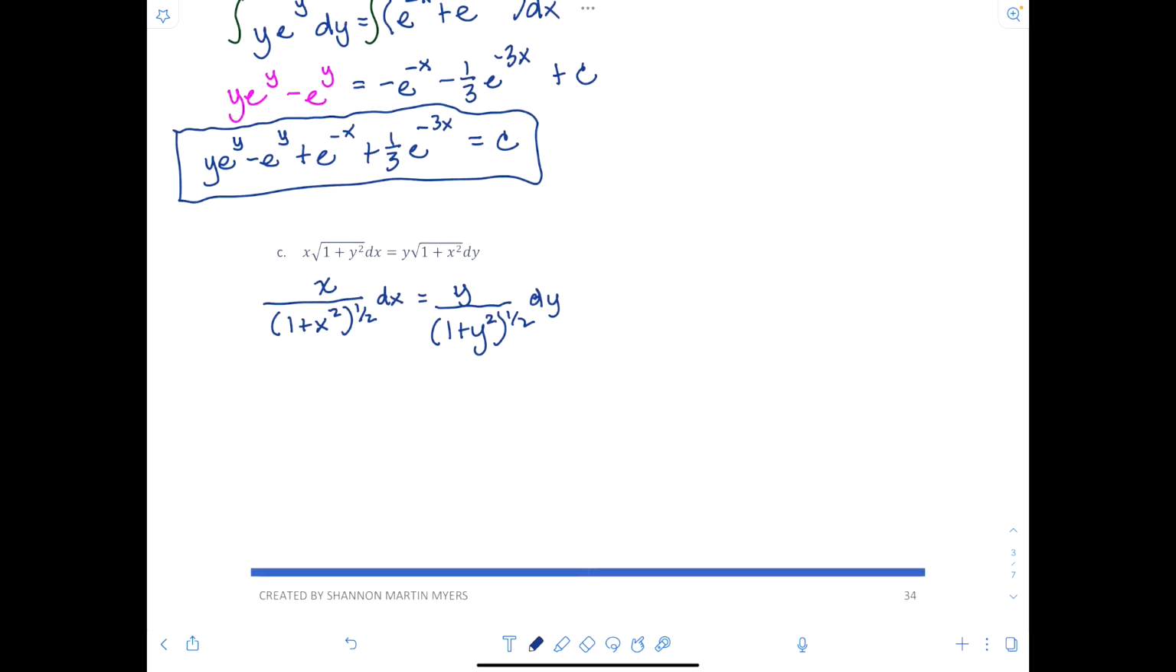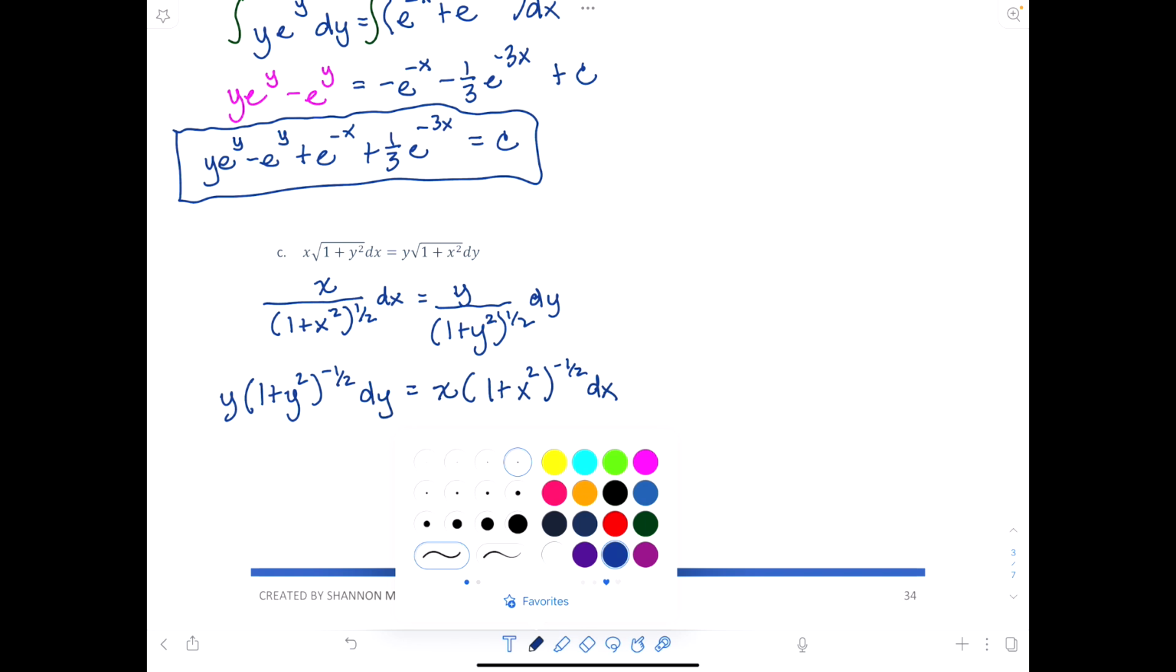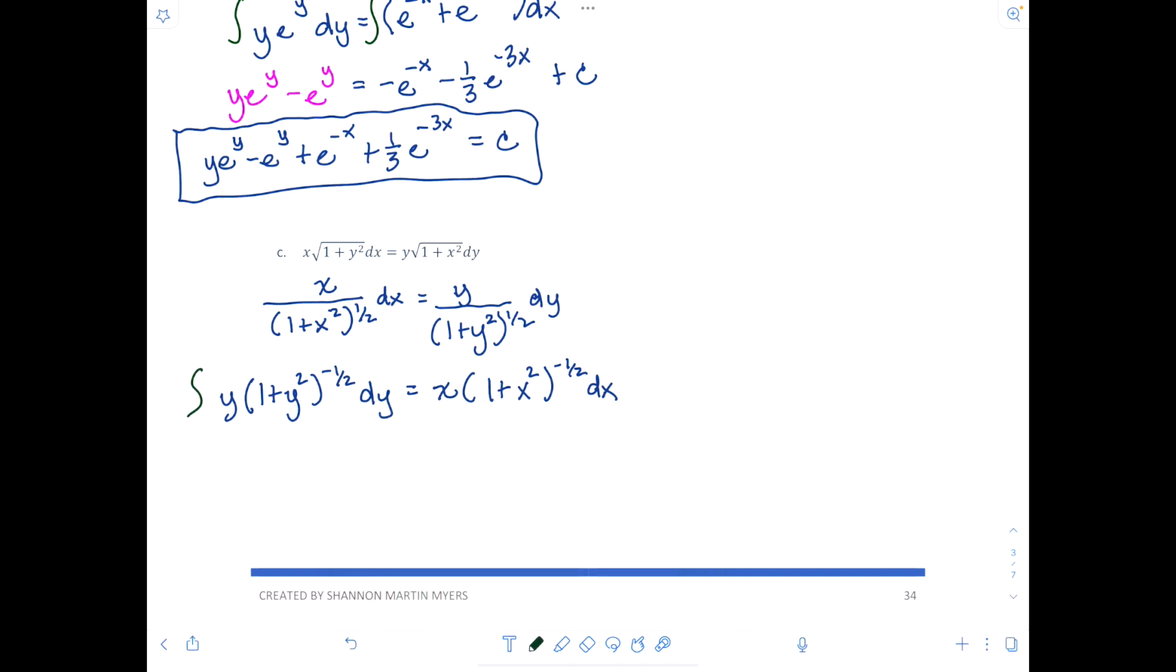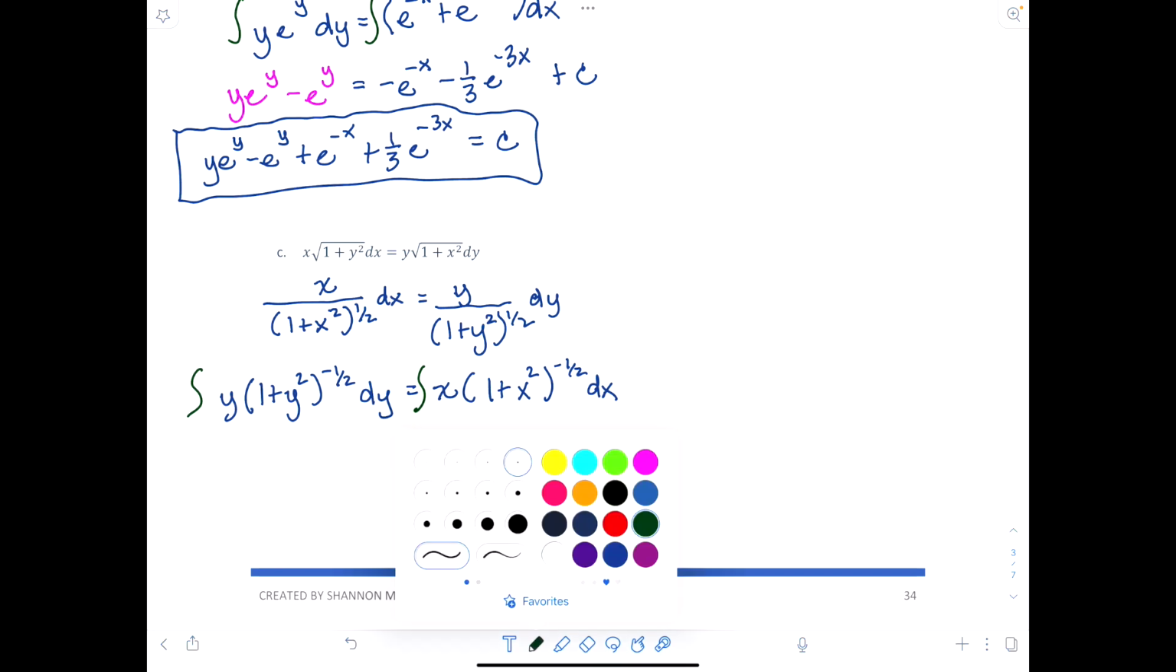All right, now we're using negative exponents and swapping the terms. So we have the y's on the left. We have y times the quantity (1 plus y squared) to the negative 1/2 dy is equal to x times (1 plus x squared) to the negative 1/2 dx. So here's the thing. When we integrate both sides, the substitution will be the same on both sides.